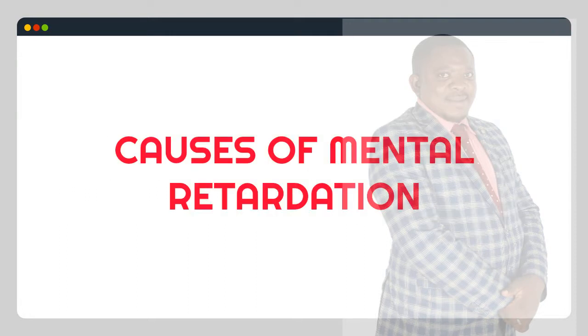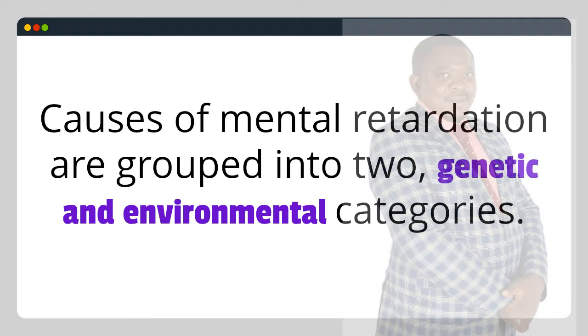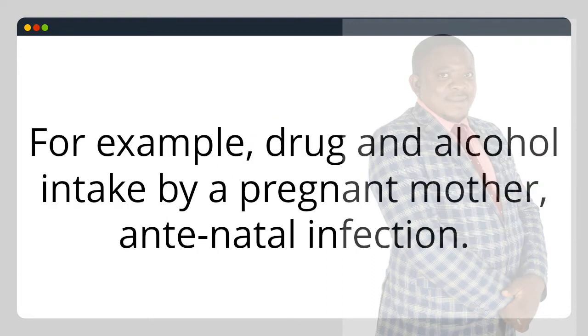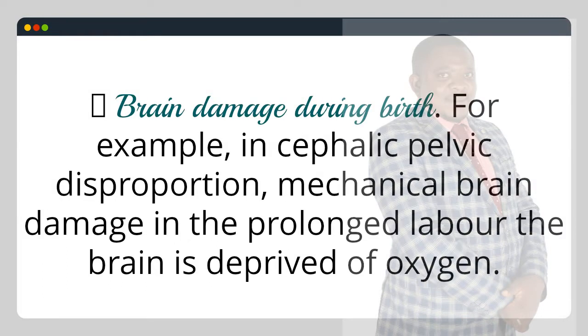Causes of mental retardation. Causes of mental retardation are grouped into two, genetic and environmental categories. Problems with brain development intrauterine, which may be caused by different factors, for example, drug and alcohol intake by a pregnant mother, antenatal infection. Brain damage during birth, for example, cephalopelvic disproportion, mechanical brain damage. In prolonged labor, the brain is deprived of oxygen.